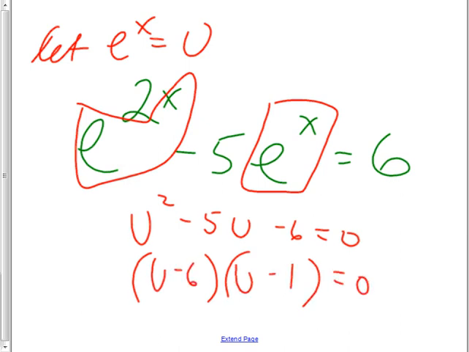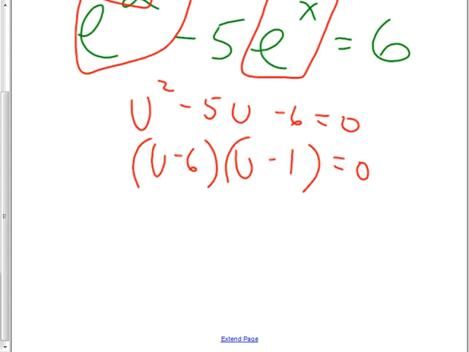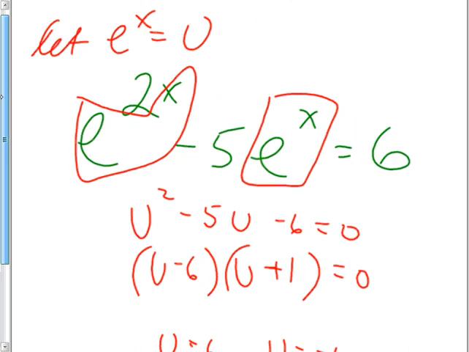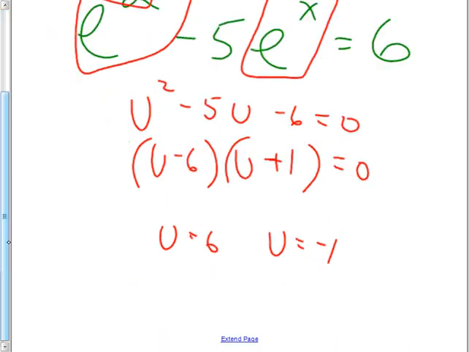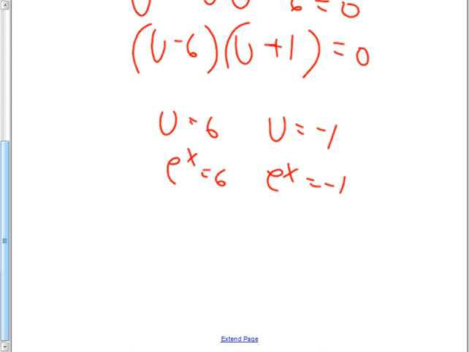Where did I just make a mistake? u plus 1, very good. And then when it's all said and done, u must equal 6 and u must equal negative 1. Why did I get the problem wrong then? Yes, because now we have to turn it back. It was originally e to the x, so now we put it back: e to the x equals 6, e to the x equals negative 1. Why am I again wrong? Why can't I stop right there?